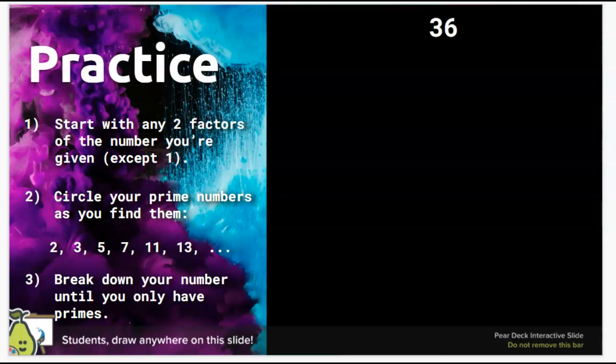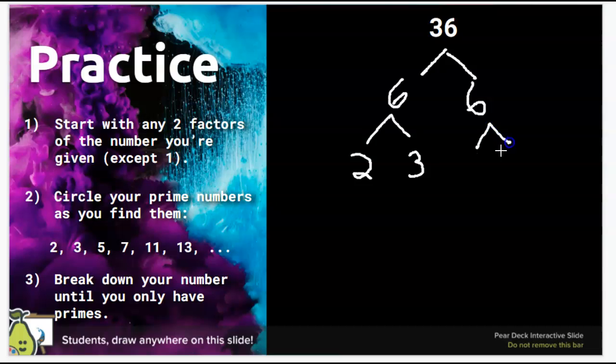Okay, now 36. 36 is one of my favorite ones because, well, I'll show you in just a second, there's a specific reason why I like it. So I like to start with 6 times 6 because a lot of you know that. If you didn't know that, that's okay. You could have done 9 times 4, 2 times 18. There's a lot of different options, which is cool. So then we know that 6 is 2 times 3. So we already know that this is here and this is here. So those are all prime. So I'm going to circle all of them.